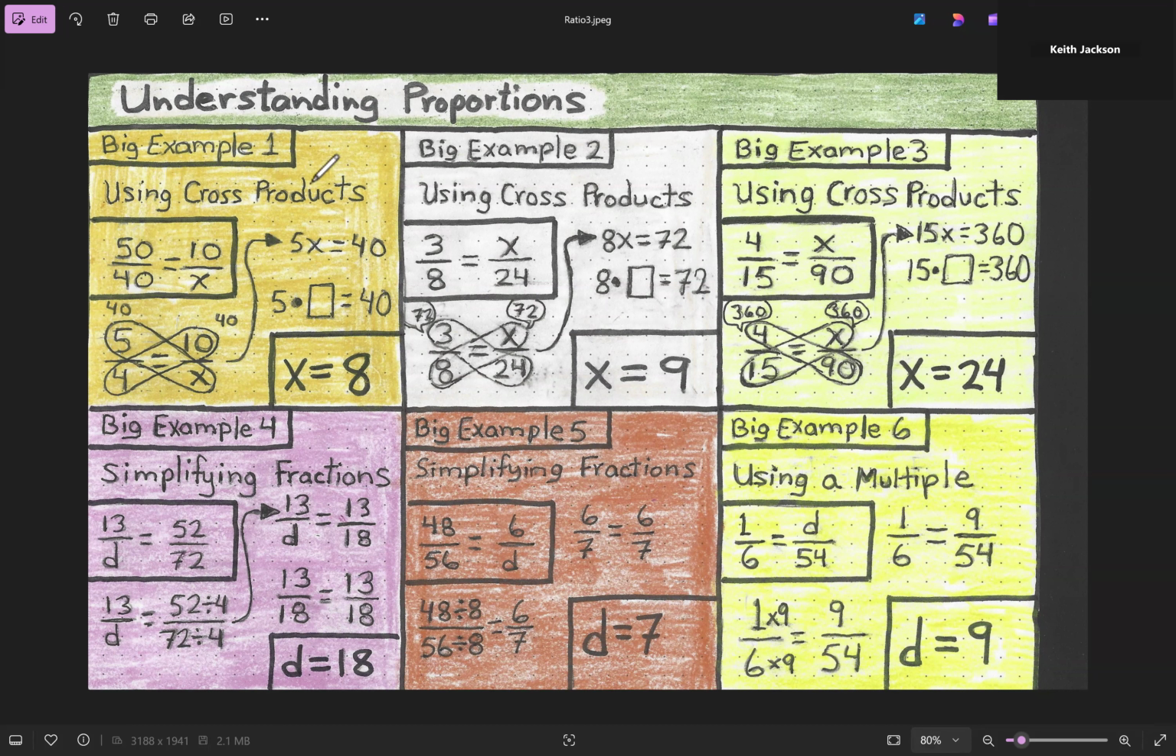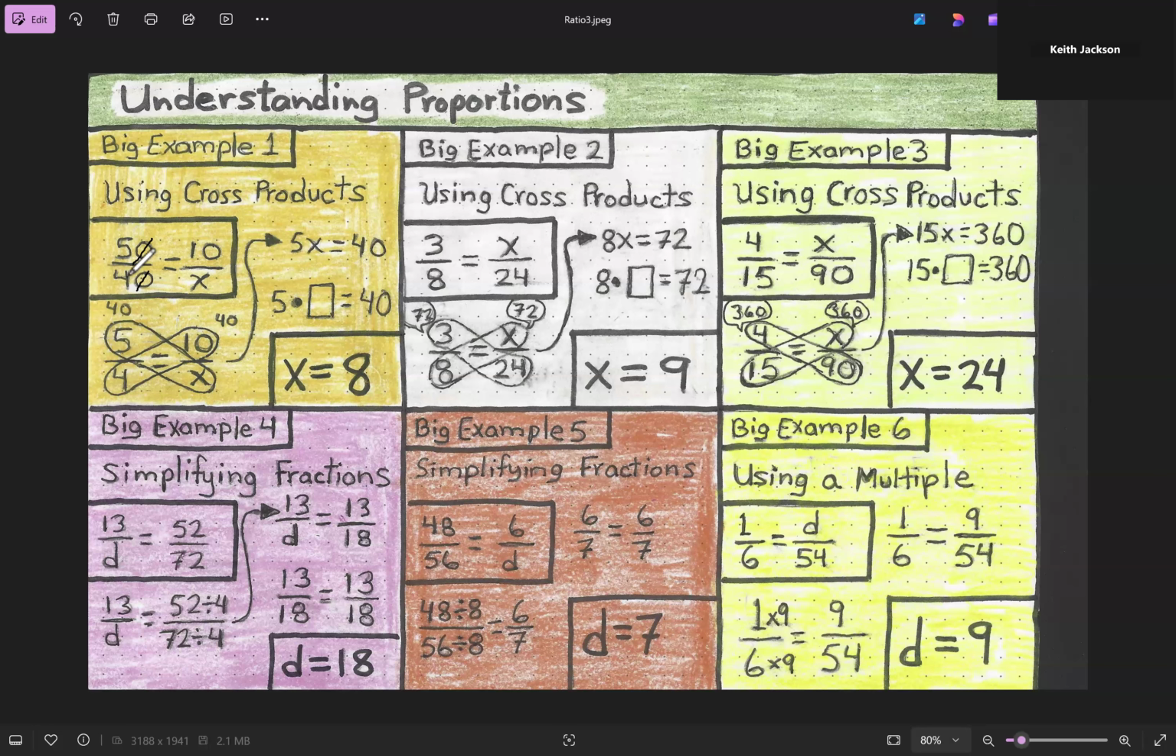And so in big example one, we have 50/40. This is equal to 10 over an unknown number. What we could do, we can cross multiply right here and now, but it's always good to simplify before you create the proportion by using cross products. And so what you and I are going to do, we're just going to cross out a zero here and a zero here because zeros make numbers happy because they make simplification a whole lot easier.